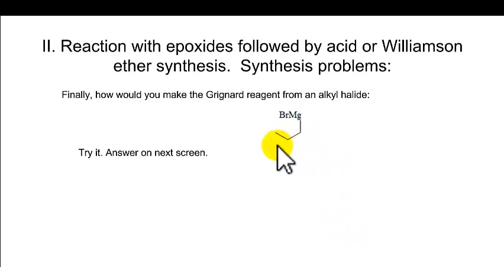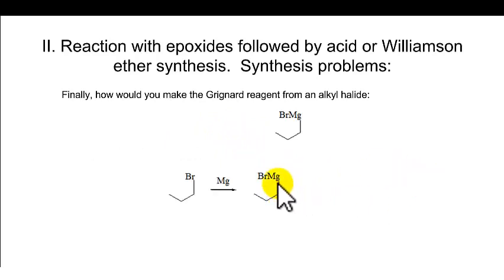Now finally, how would we make this Grignard from an alkyl halide? Well, that's easy. You can probably do that without even thinking about it, but I'll have you go ahead and write out how would you make this from an alkyl halide. So write out the step and we'll do it on the next screen.